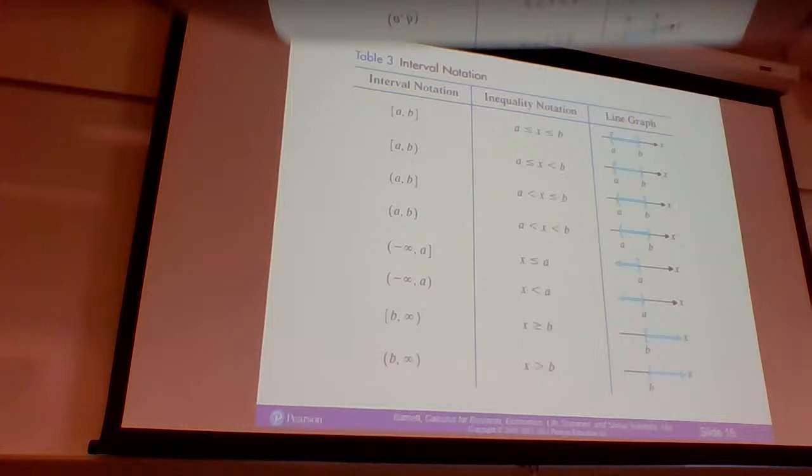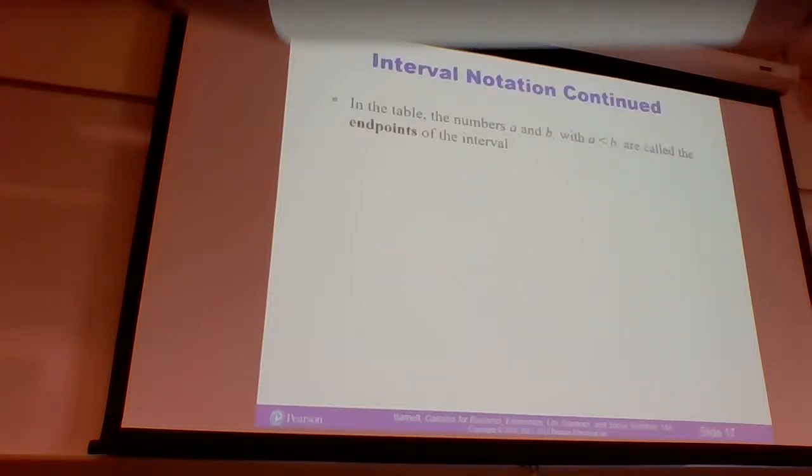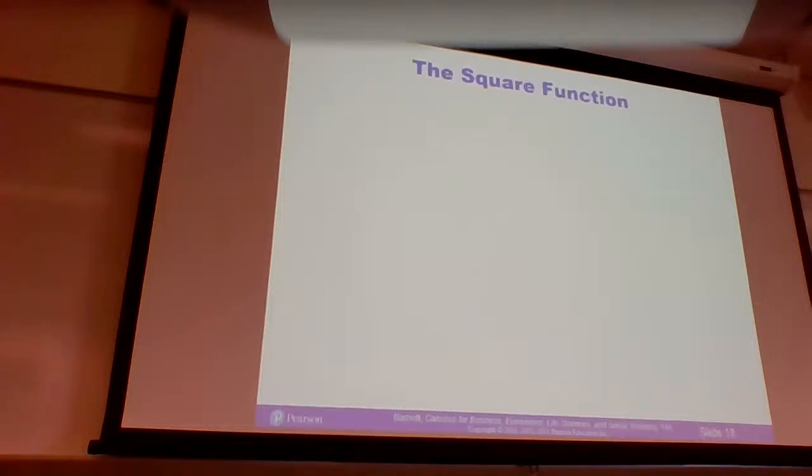So bracket means filled in circle. Open circle means up to but not included. Good point. There's a lot of ways to show it. Endpoints, intervals closed if it contains.